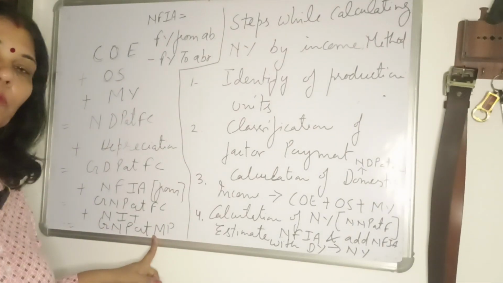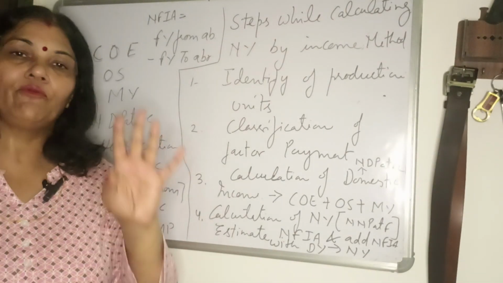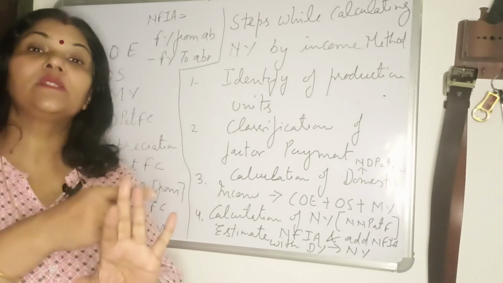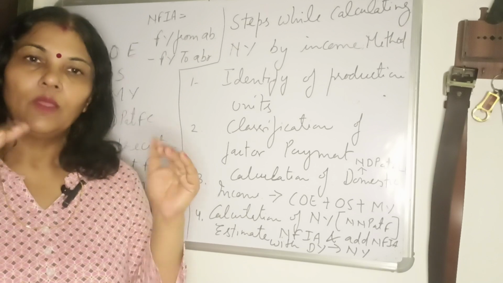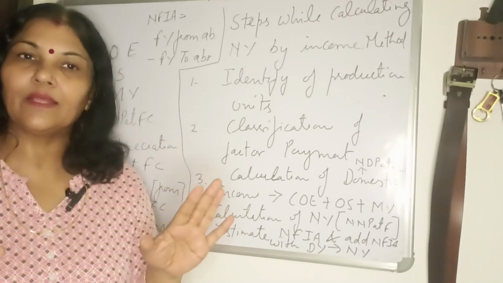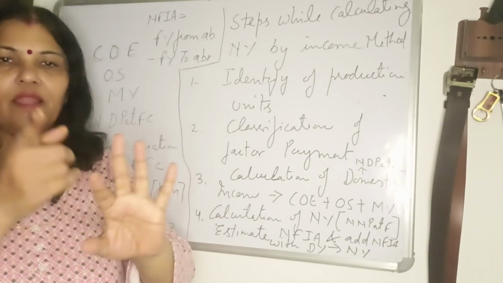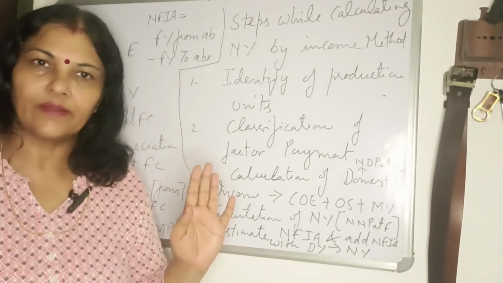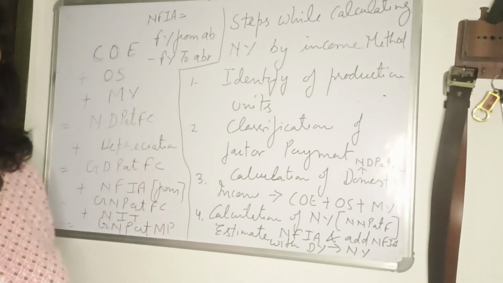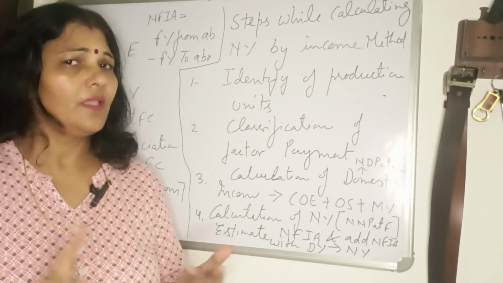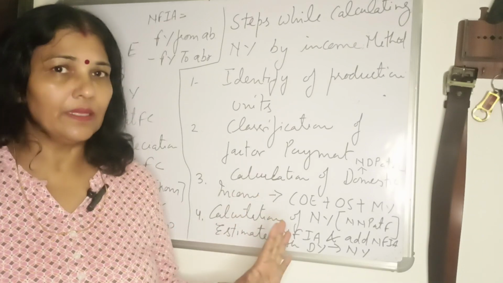So what you are supposed to do: you must first add the three components of domestic factor income. Stop. What comes is NDP at FC. Check your question and do the treatment with depreciation, NFIA and net indirect taxes. Today I decided to teach you steps and precautions through the income method.